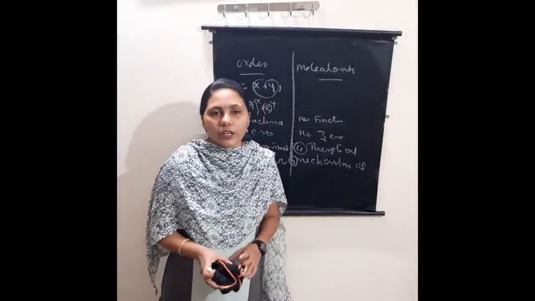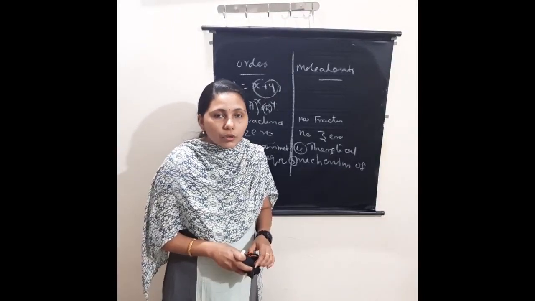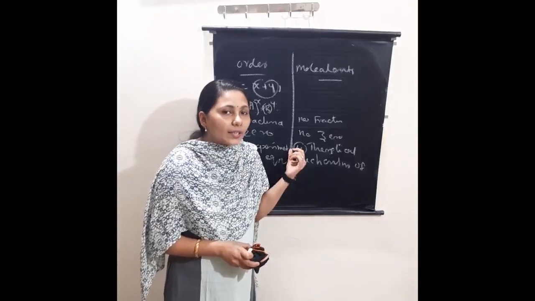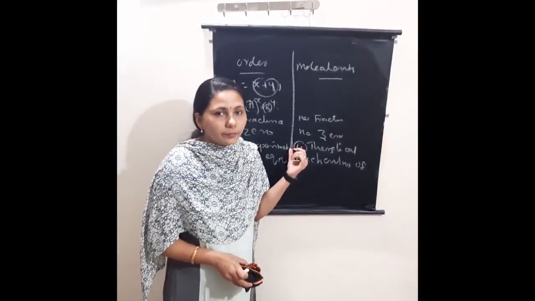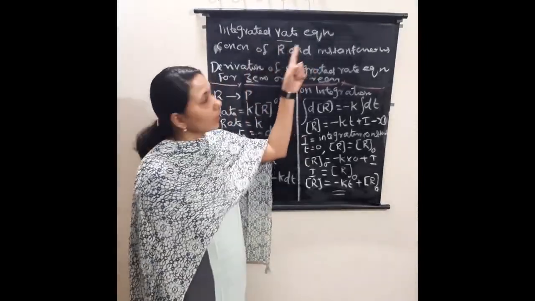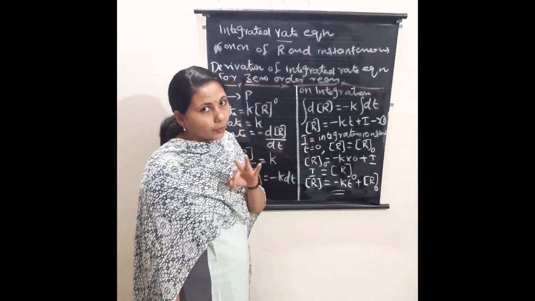So they will ask: write any 3 differences between order and molecularity. So be clear about order and molecularity of a reaction. Next is the integrated rate equation. Very important. It is a compulsory question, a 3-mark question.